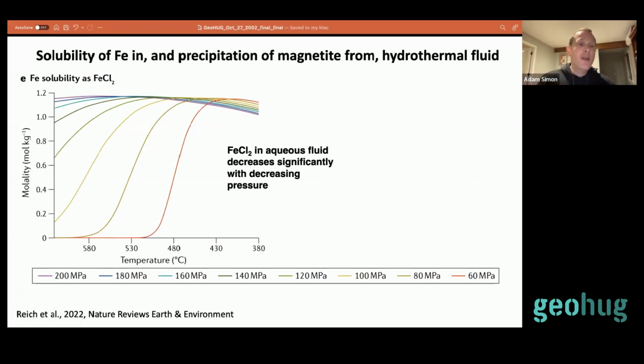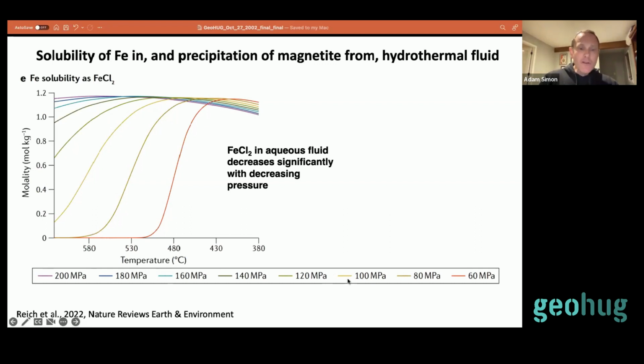Martin Reich is first author. And what Martin did here is to thermodynamically model the solubility of iron in aqueous fluids as this iron chloride complex. All you need to take away here is that the y-axis is the molality, the moles of iron per kilogram of fluid. The x-axis is temperature, and each of these contours is constant pressure. And what the data reveal is that at high pressure, a fluid can dissolve and transport an order of magnitude more iron than the same fluid at low pressure.